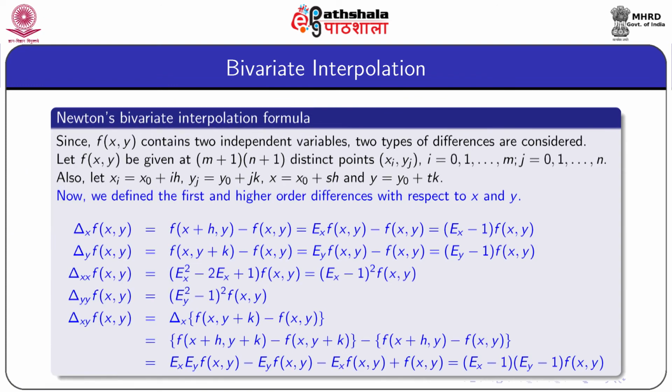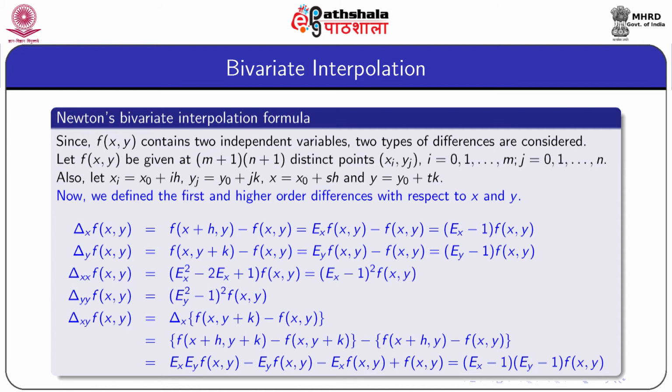So we define some first order and higher order differences with respect to x and y. Now delta suffix x indicates the forward difference operator for the variable x. So delta x of f of xy is equal to f of x plus h comma y minus f of x comma y. Note that the value of y remains unchanged, only the value of x is changed. So using the shift operator, the first term is equal to Ex of f of xy minus f of xy, which is equal to Ex minus 1 of f of xy.